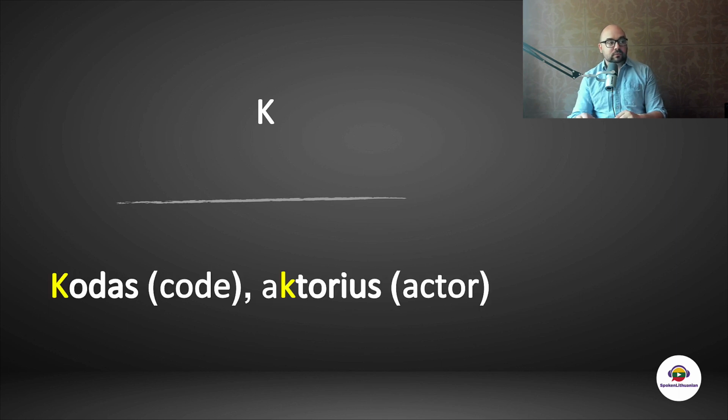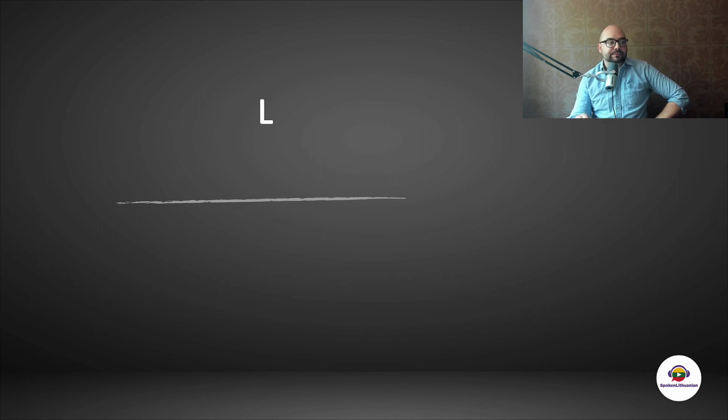Now we have the K or ka in Lithuanian language. Like code, that would be kodas, this kind of K. Actor, where we have the C letter over here, right? We have the K. Aktorius, kodas, code, actor, aktorius. By the way, that's a male, aktorius. Aktorė, so with the E, that would be a female actress. Okay, kodas, aktorius.